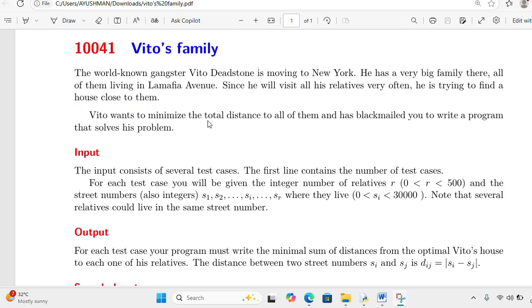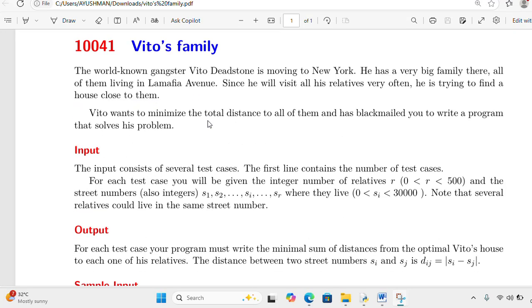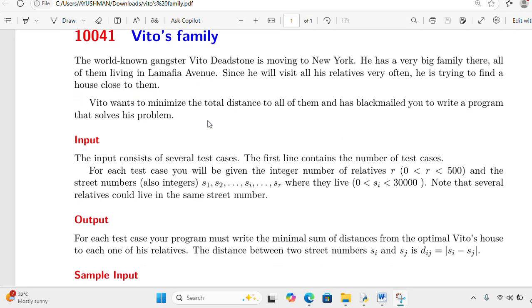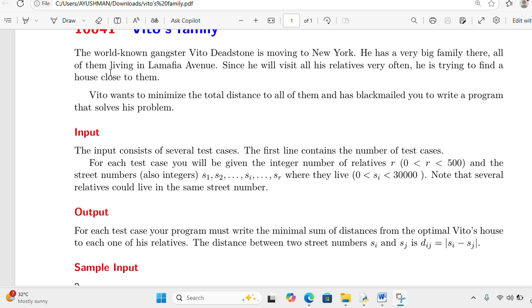Hello everyone, we are going to see the Vito's family's code. So first let's see what the problem statement is. The world-known gangster Vito Deadstone is moving to New York. He has a very big family there, all of them living on Lamafia Avenue. Since he will visit all his relatives very often, he is trying to find a house close to them.